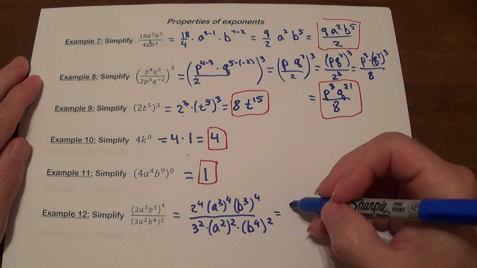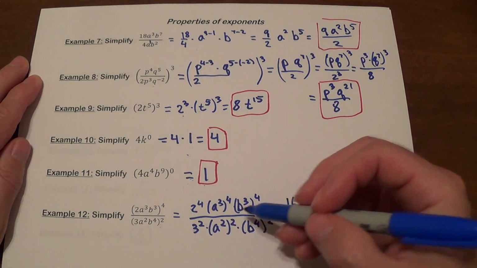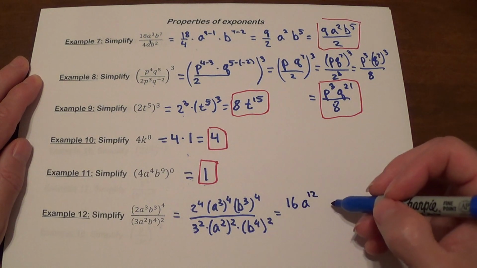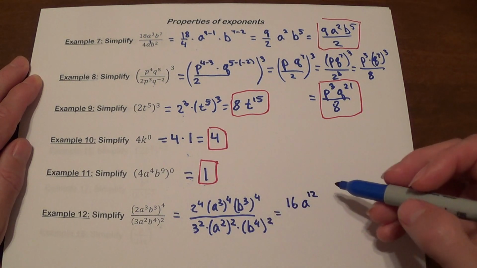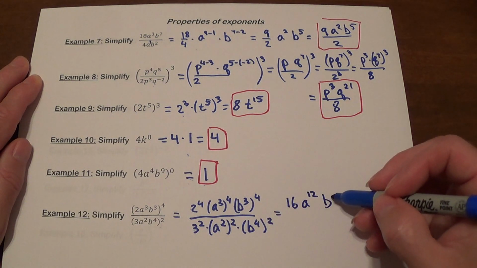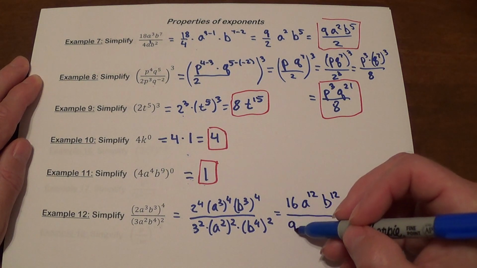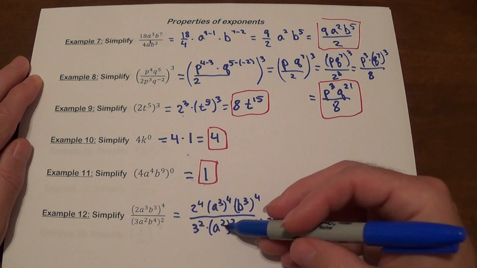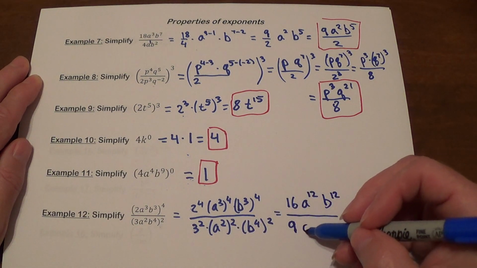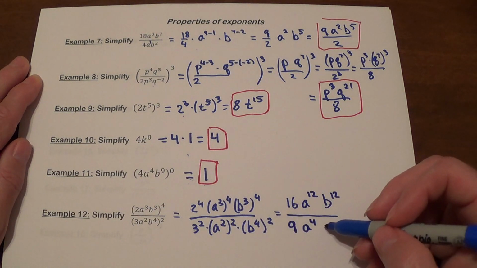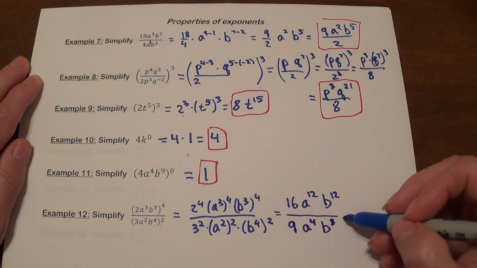2 to the 4th is 16. A to the 3rd to the 4th, multiply the exponents, a to the 12th. B to the 3rd to the 4th is going to be b to the 12th, divided by 3 squared is 9. A squared to the 2nd power, multiply the exponents, a to the 4th. B to the 4th to the 2nd power, multiply the exponents, is b to the 8th.